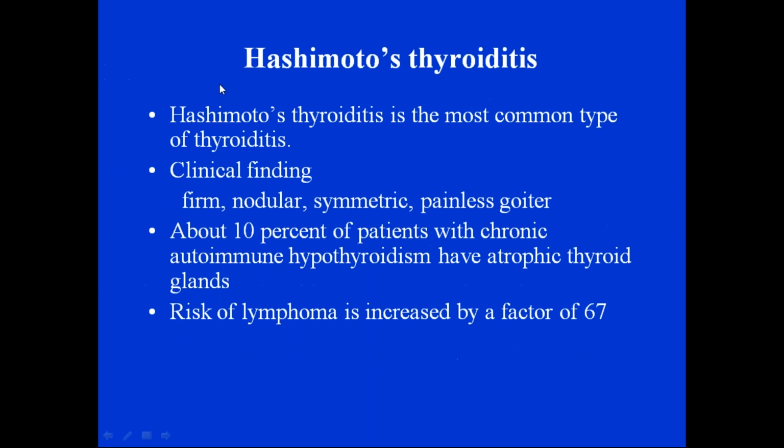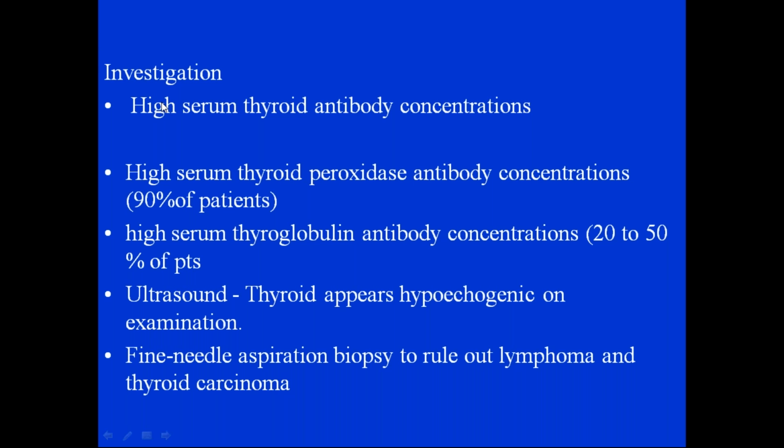Briefly, Hashimoto's is the most common type. Clinically, the patient can have firm or nodular swelling, symmetric in size, and a painless goiter. About 10% might have atrophic thyroid glands also. When you do investigations, high serum thyroid antibody concentration will be there, and high serum thyroid peroxidase antibody concentration will be there. Increased serum thyroglobulin. Ultrasound will show hypoechogenicity, and FNAC is to be done to rule out lymphoma and thyroid carcinoma.